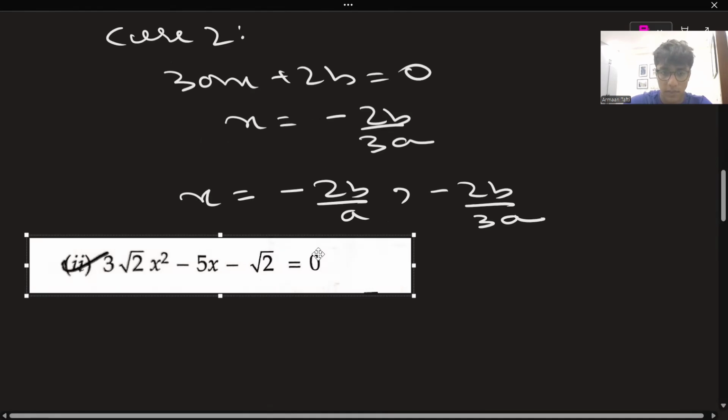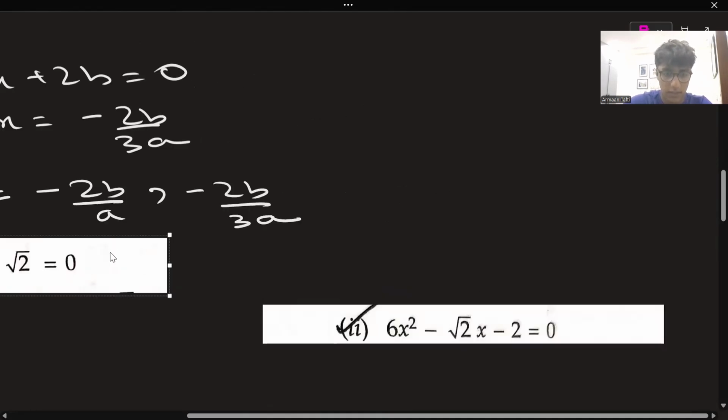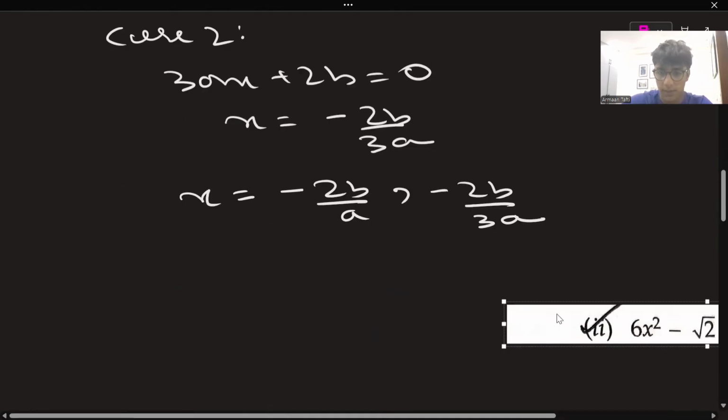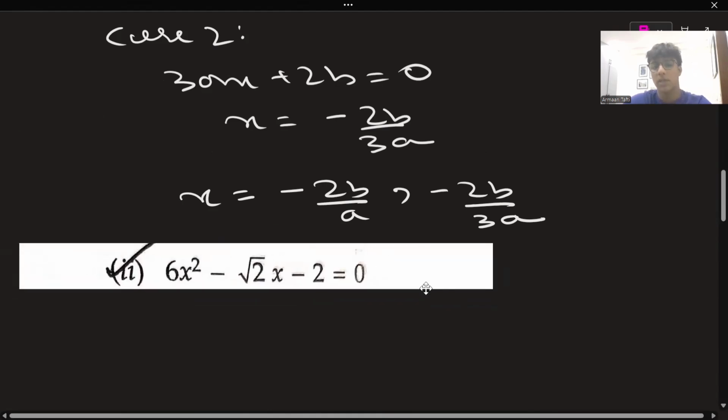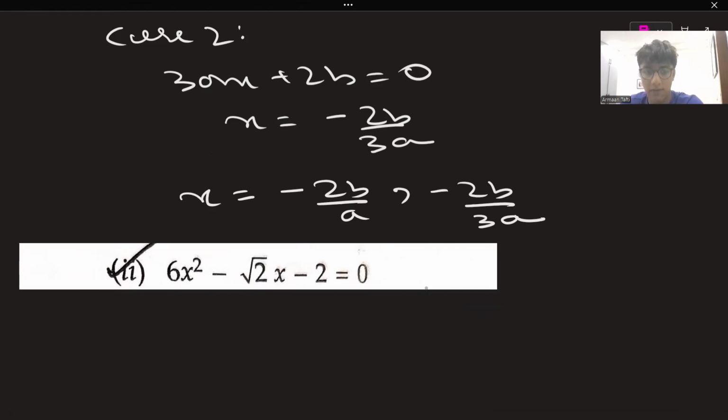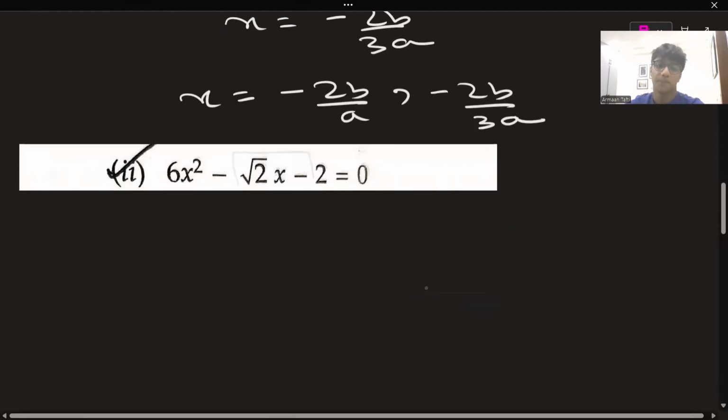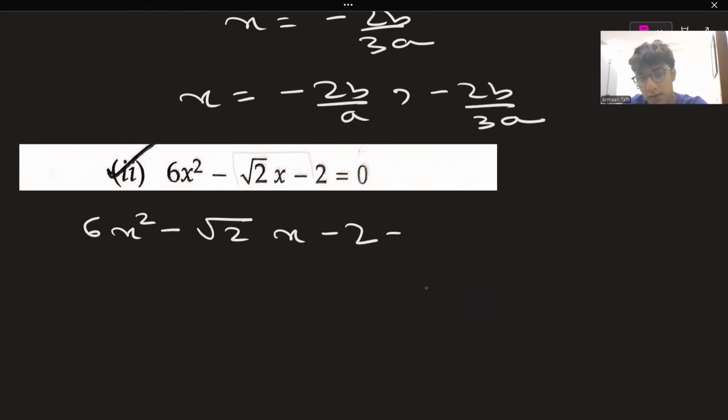I'll just paste this and delete this for now. Okay, this is our next question here. This is a slightly more complex one because it deals with roots, and we haven't yet come across a question which has a root in the middle. So, how do we deal with this? We follow the exact same process and don't need to worry. It's pretty simple and straightforward. So, let's write this down: 6x squared minus root 2x minus 2 equals to 0.